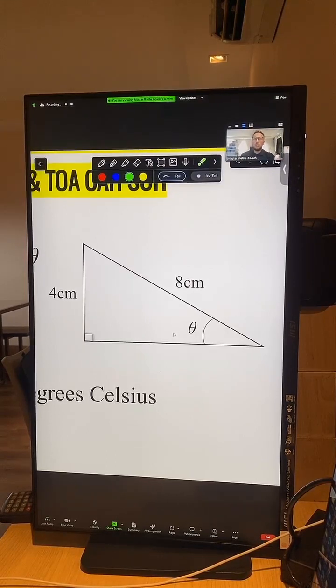Your tangent, sine and cosine, they are trigonometric functions. Which one do we use? So we know that 8 cm is our hypotenuse, HYP. What about our 4 cm? Our 4 cm here is our opposite side, OPP.